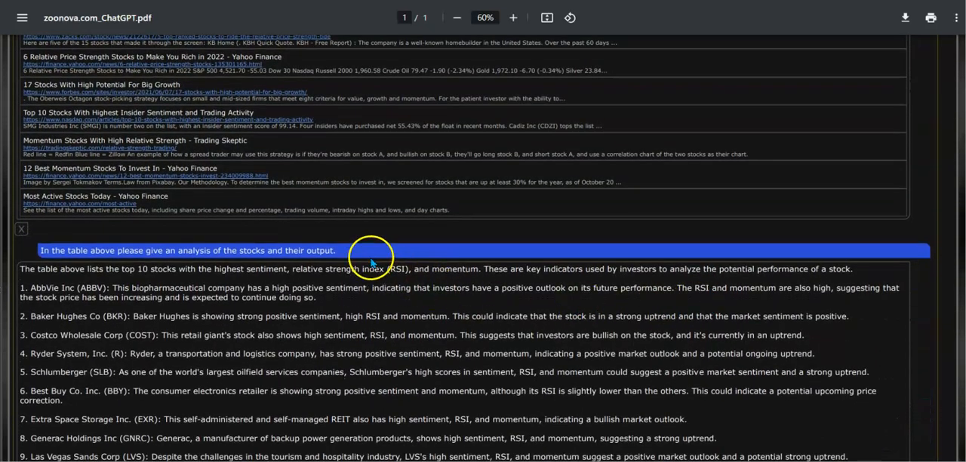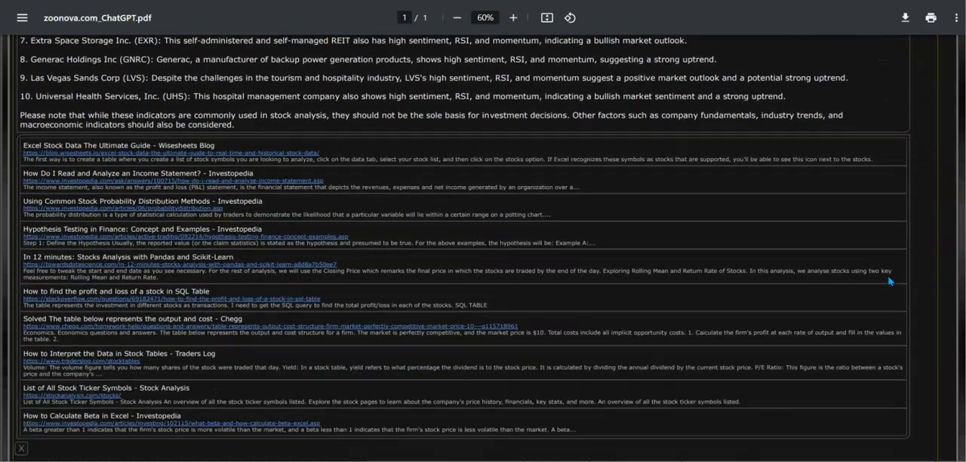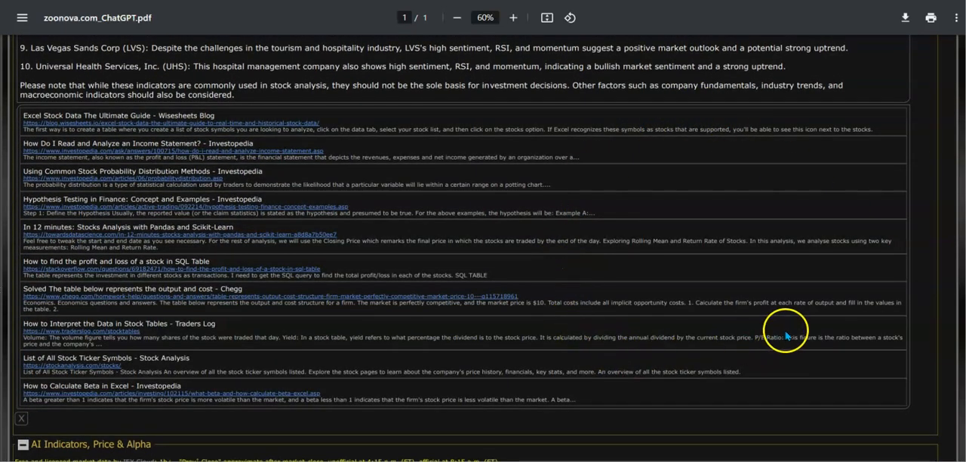Below that, a question posed to ChatGPT in the table above: Please give an analysis of the stocks and their output. The answer right here from ChatGPT-4. Another internet search.